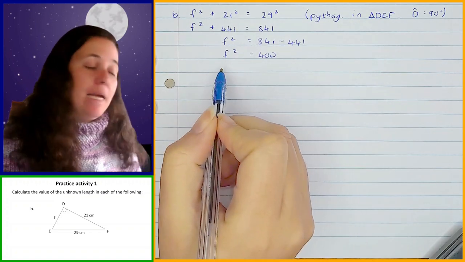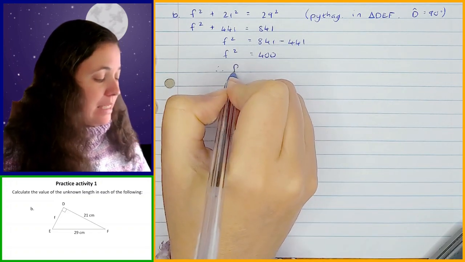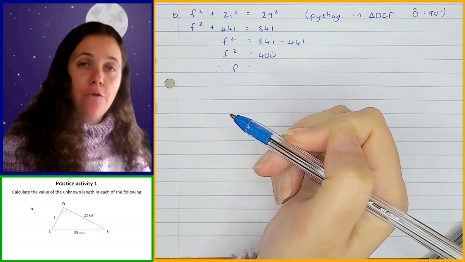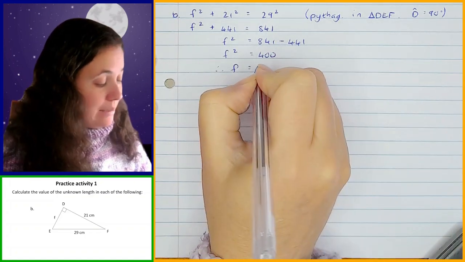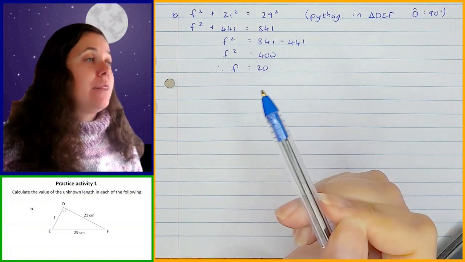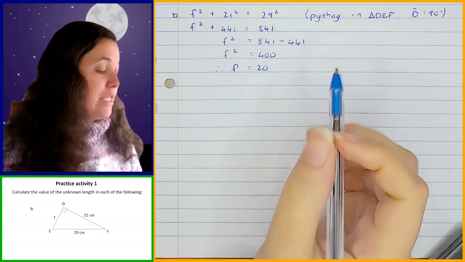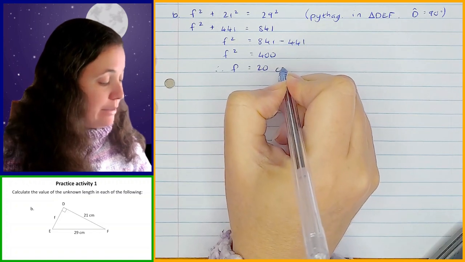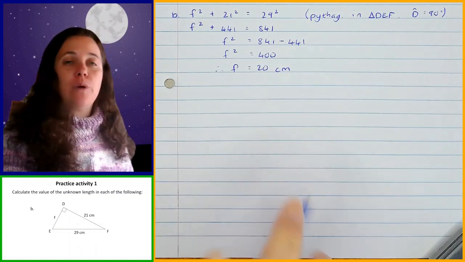So now if F squared is 400, that means that F must be the square root of 400, which is 20. So F is 20. Now in our question, the length of the sides were given to us in centimeters. So that means that F is 20 centimeters. So that's what we should have got for question B.